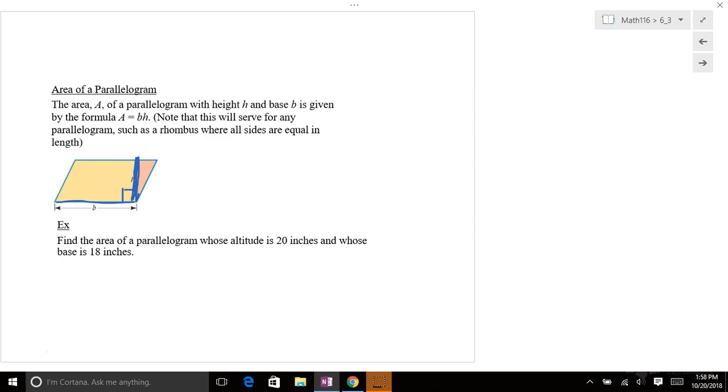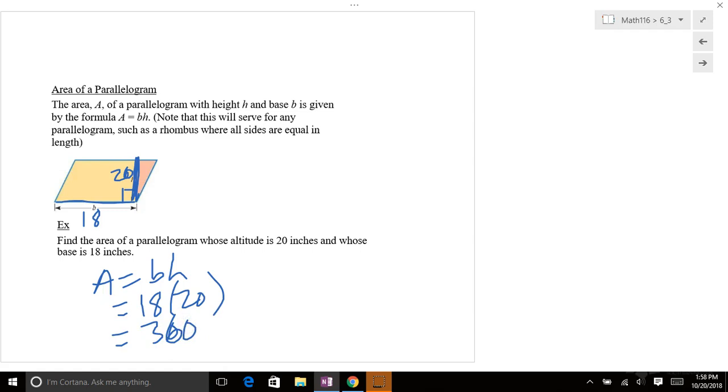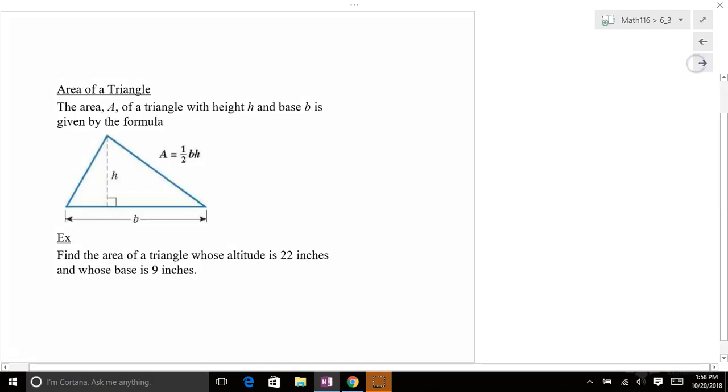So for instance, if you have a parallelogram whose altitude is 20 inches, so that's the height right there, the 20 inches right there, and the base is 18. So you've got base times height, base is 18, height is 20. This ends up being 360. And this is inches, this one's inches, so inches times inches is square inches. So you got 360 square inches for that parallelogram.